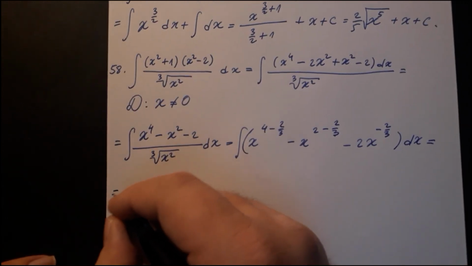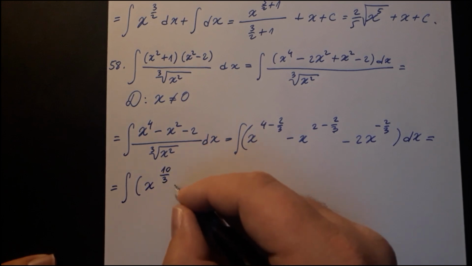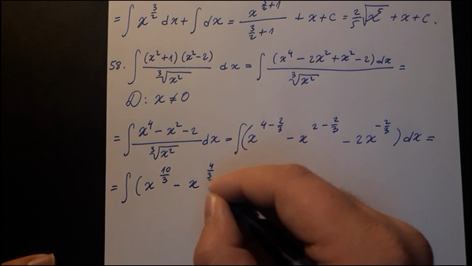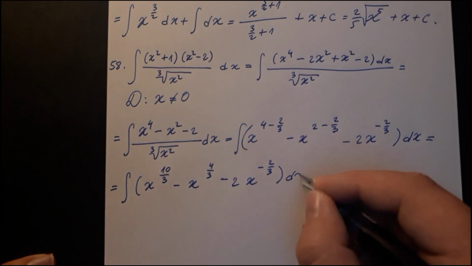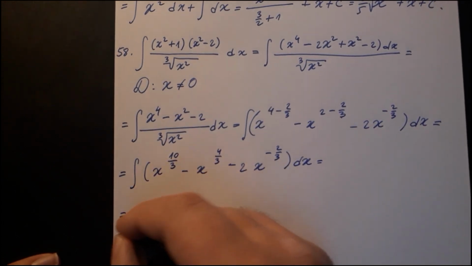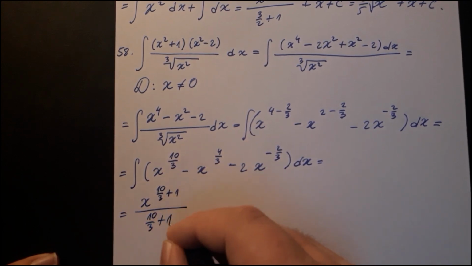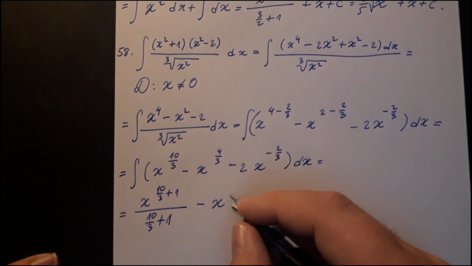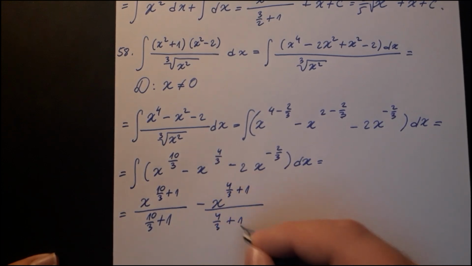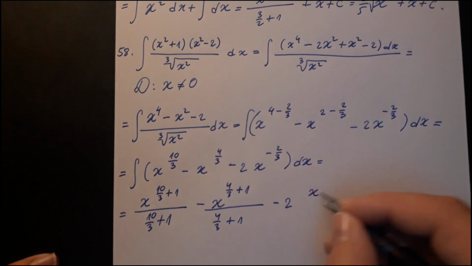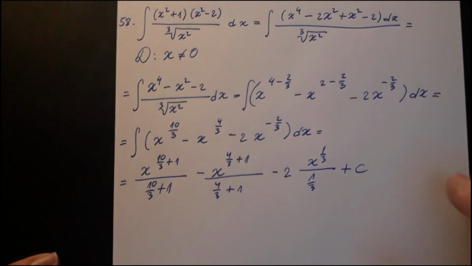This is then equal to integral of x to the power 10 over 3 minus x to the power 4 over 3 minus 2x to the power negative 2 over 3 dx, which is equal to x to the power 10 over 3 plus 1 divided by 10 over 3 plus 1 minus x to the power 4 over 3 plus 1 divided by 4 over 3 plus 1 and minus 2x to the power 1/3 divided by 1/3 and plus a constant c.